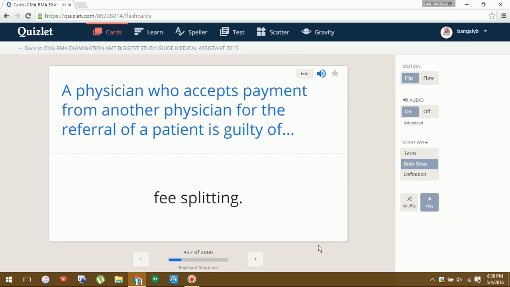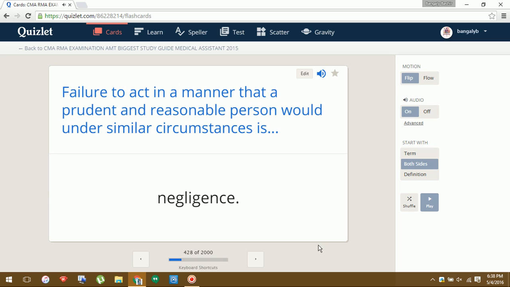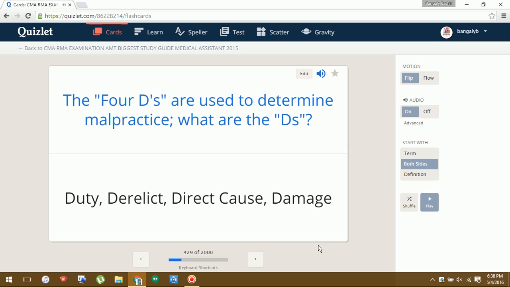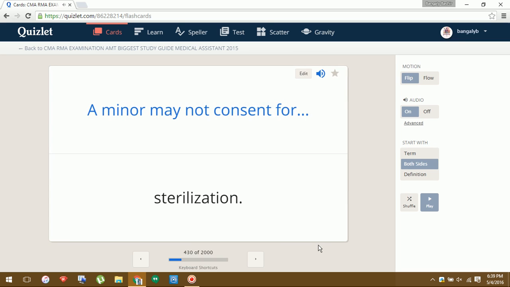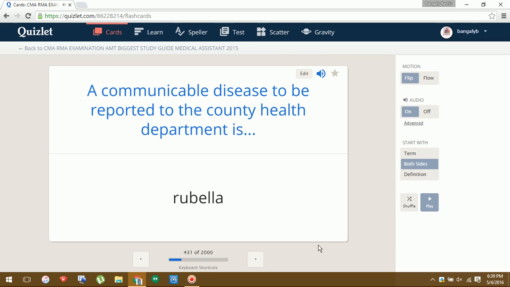A physician who accepts payment from another physician for the referral of a patient is guilty of fee splitting. Failure to act in a manner that a prudent and reasonable person would under similar circumstances is negligence. The 4 Ds are used to determine malpractice. What are the Ds? Duty, derelict, direct cause, damage. A minor may not consent for sterilization. A communicable disease to be reported to the county health department is rubella.